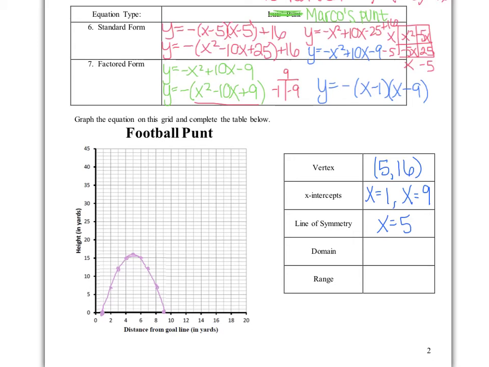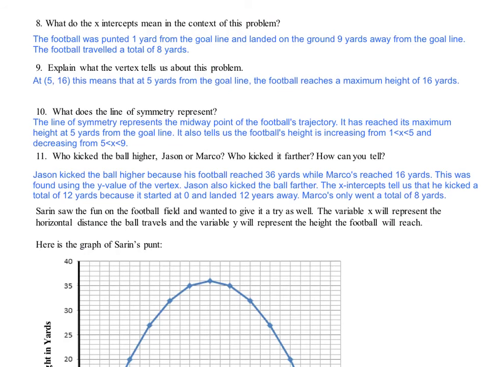Now we have a domain. Remember that this is in context of our problem, so all values of x between 1 and 9, and our range is going to be all values of y between 0 and 16, because our domain deals with our x-intercepts, and our range deals with the y value of our vertex. Next we have to answer the questions. What do the x-intercepts mean, the vertex, line of symmetry, and then our cumulative question about who kicked the ball higher and who kicked it further.